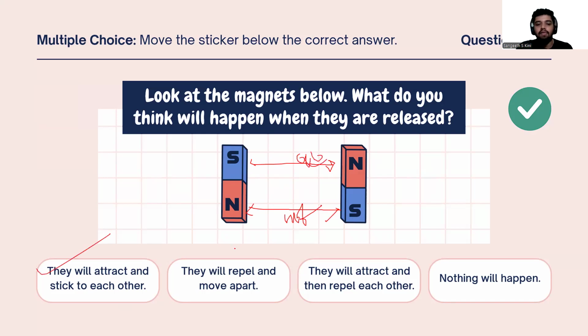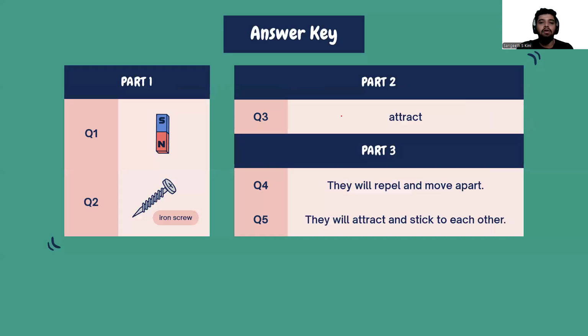Yes, this is correct. They will repel? No, this is not the answer. They will attract and then repel each other? No. They will attract and stick to each other, so the first option is correct. Nothing will happen? No. Next question. Yeah, this is the answer key.